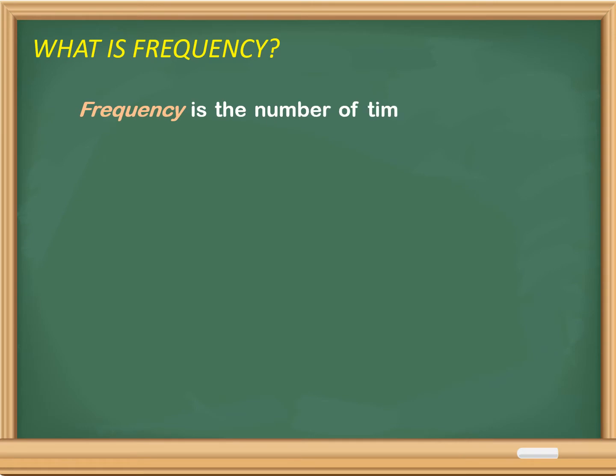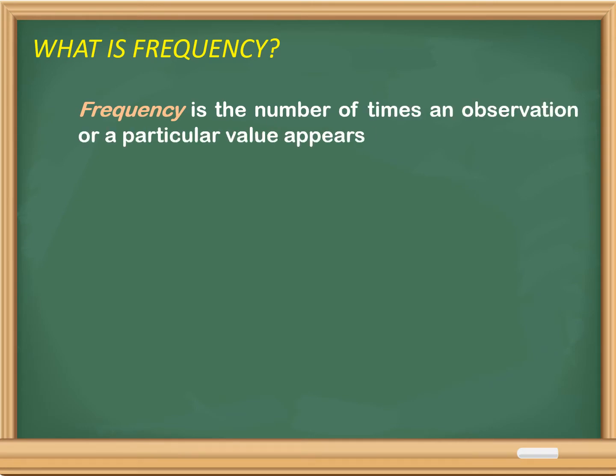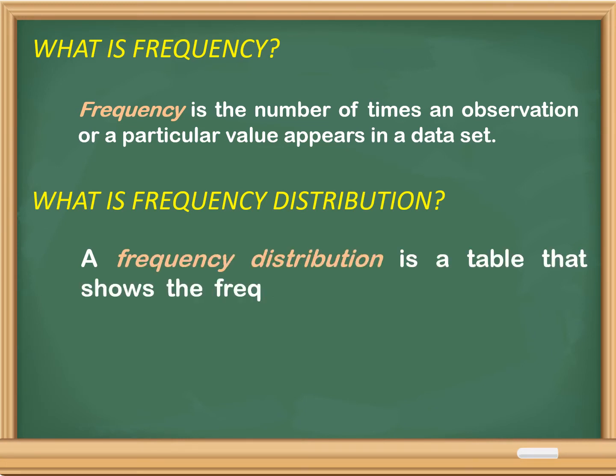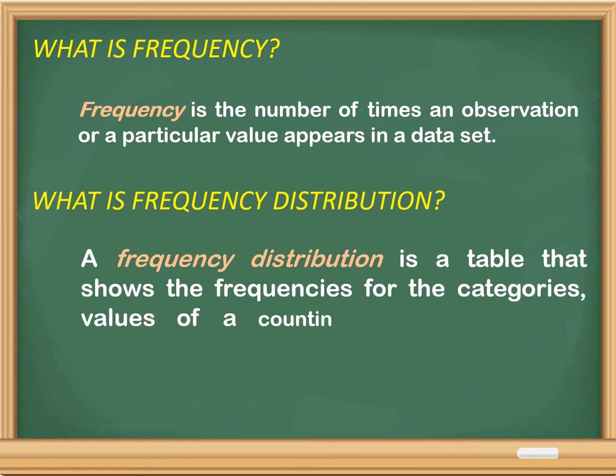First, let us define the word frequency. Frequency is the number of times an observation or a particular value appears in a dataset. What is frequency distribution? A frequency distribution is a table that shows the frequencies for the categorical values of a counting variable or class intervals.